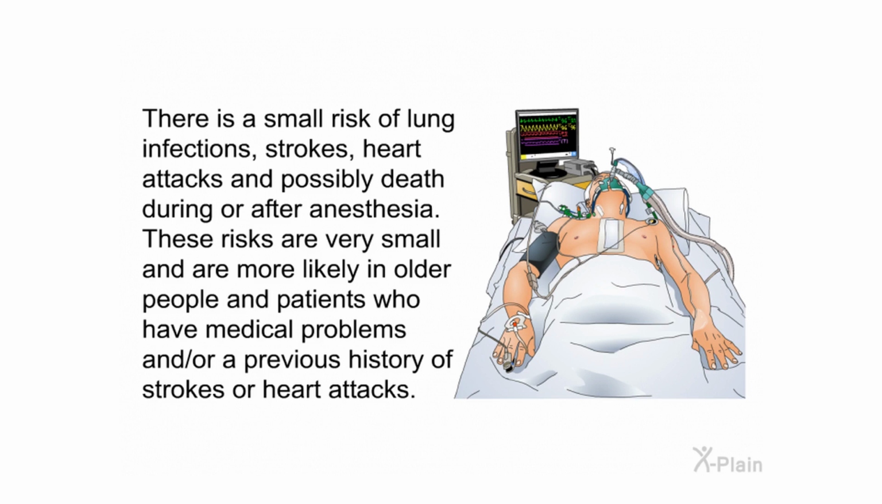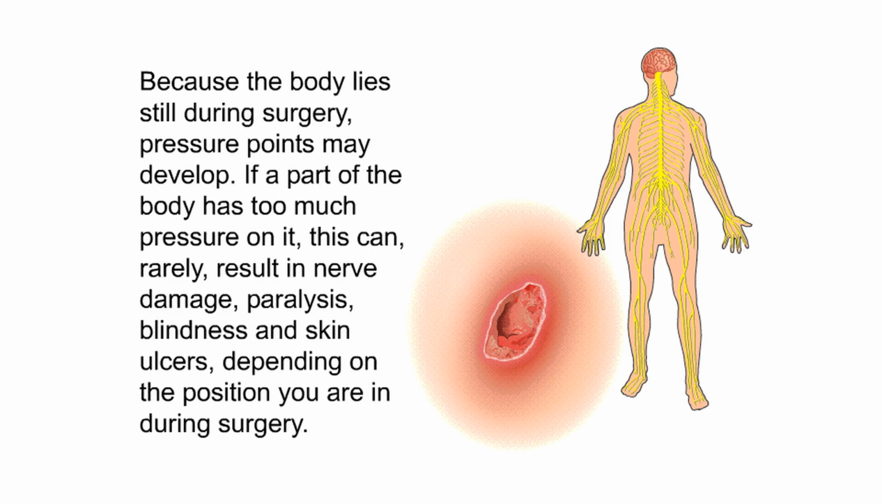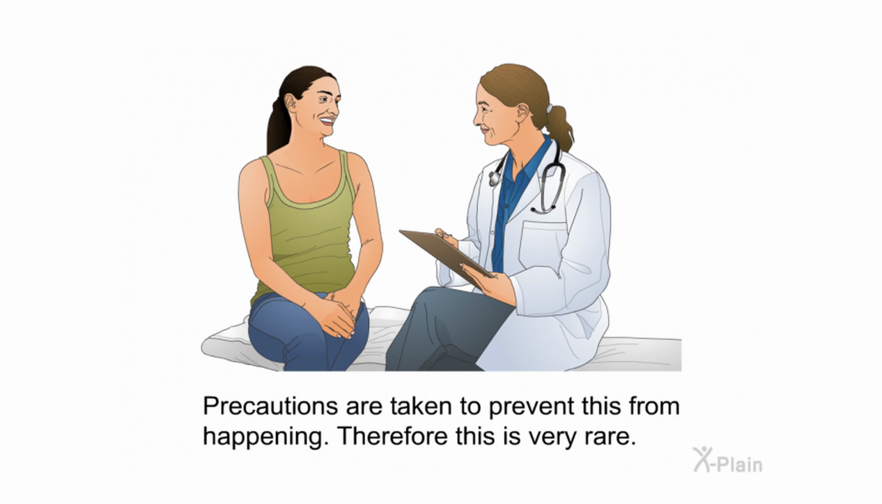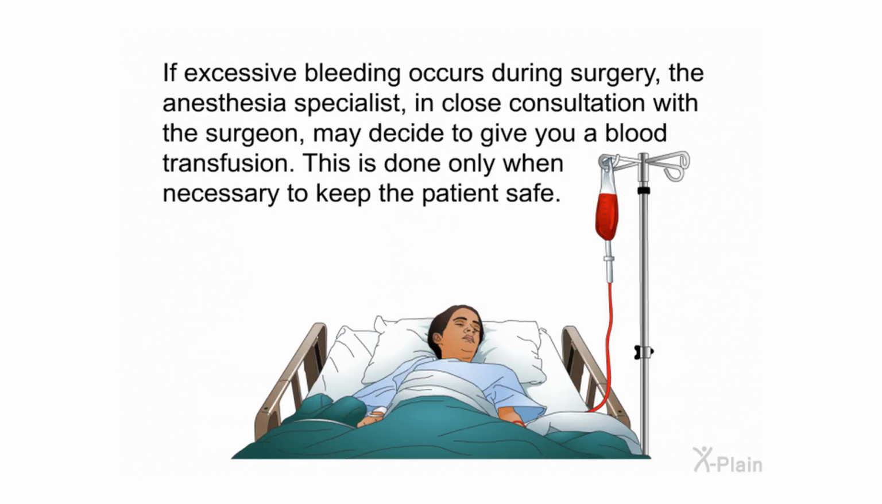There is a small risk of lung infections, strokes, heart attacks, and possibly death during or after anesthesia. These risks are very small and are more likely in older people and patients who have medical problems and or a previous history of strokes or heart attacks. Because the body lies still during surgery, pressure points may develop. If a part of the body has too much pressure on it, this can rarely result in nerve damage, paralysis, blindness, and skin ulcers, depending on the position you are in during surgery. Precautions are taken to prevent this from happening, therefore this is very rare.